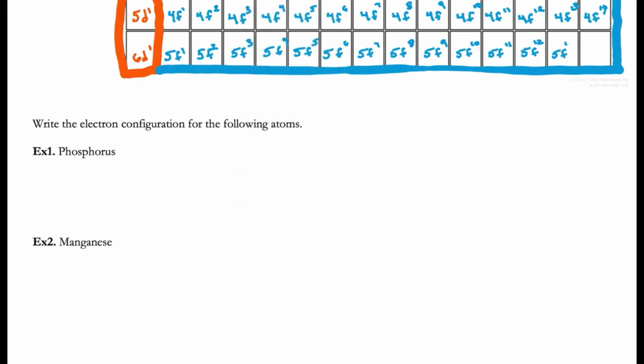So as I noted, the electron configuration would be 1s2, 2s2, 2p6, 3s2, and then 3p3. So what this is telling me, if you look at this, I know I have 2 electrons in this 1s orbital, 2 electrons in this 2s orbital, 6 electrons within these 2p orbitals, 2 electrons in the 3s, and then 3 electrons in the 3p. So let me show you what that looks like.